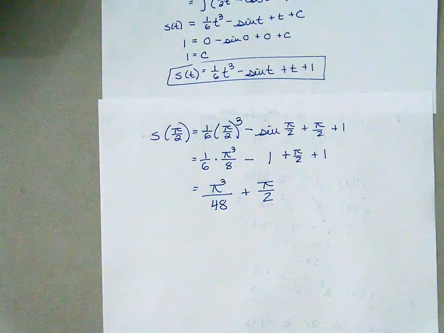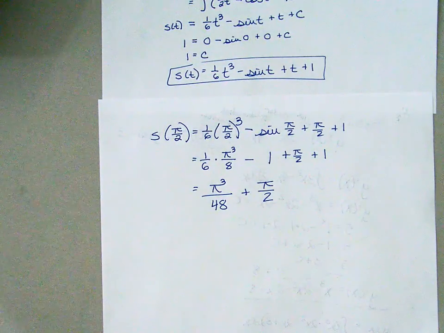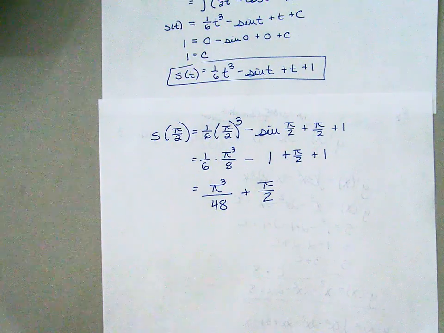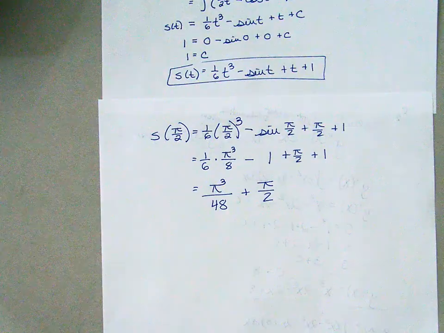Pi cubed over 48 plus pi over 2, which looks terrible, but I don't think it should have been too difficult to calculate. You're just plugging things in, cubing, and realize you can't do much more with that. Any questions or issues so far?